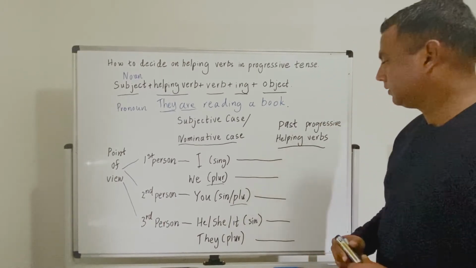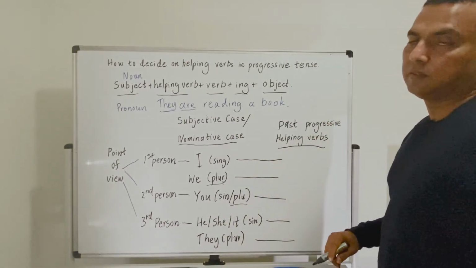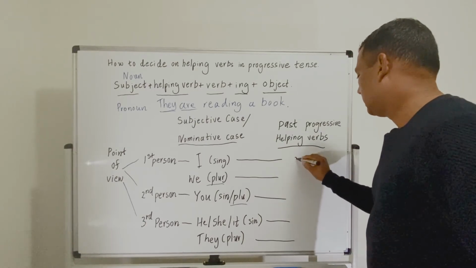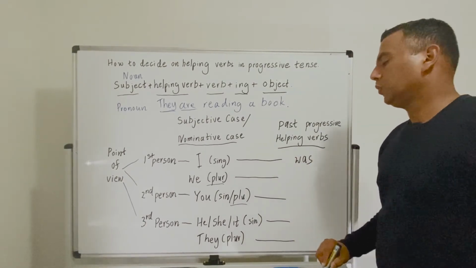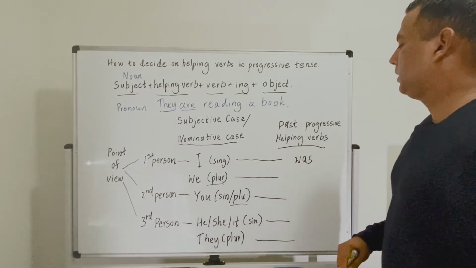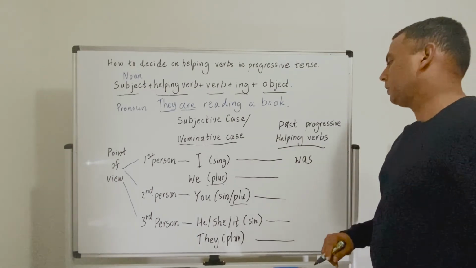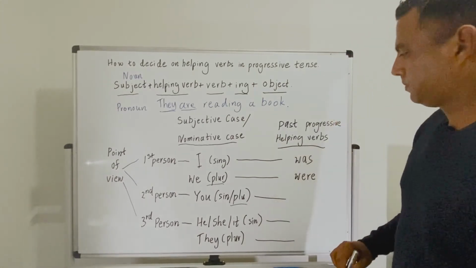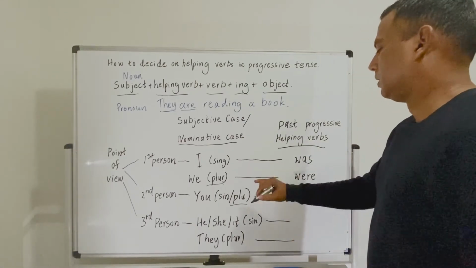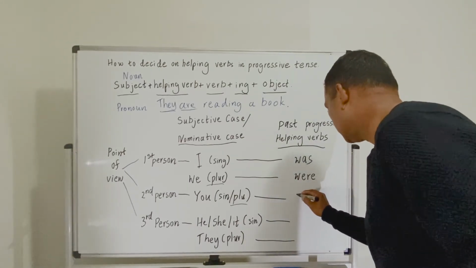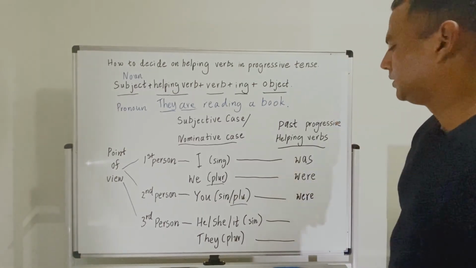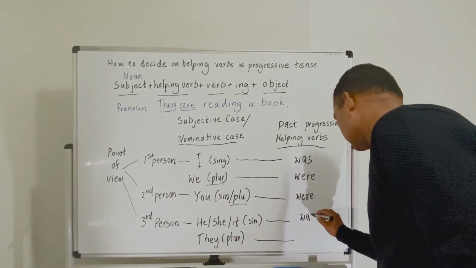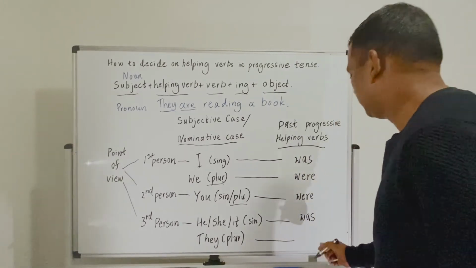So when it comes to past progressive, in the present progressive for I we use the helping verb am. So am becomes was here. Okay, and for the plural we, in the present progressive we use the helping verb are. Here are becomes were. Okay, and for you, instead of are, we're using were in past progressive. He, she, it, instead of is, we're using was. Okay, and again for they, we're using were.